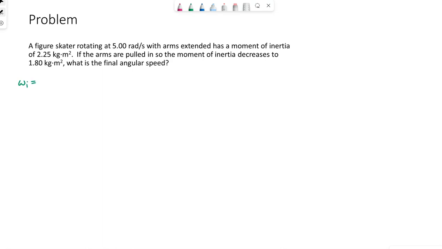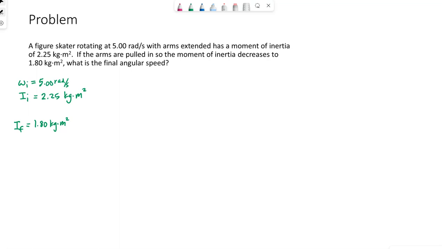The ice skater, we know, is originally rotating at 5 radians per second. Ice skater has a moment of inertia, so this is the I value that is given originally. By bringing their arms in, their final moment of inertia has dropped to 1.8. So we're trying to find this final angular speed.